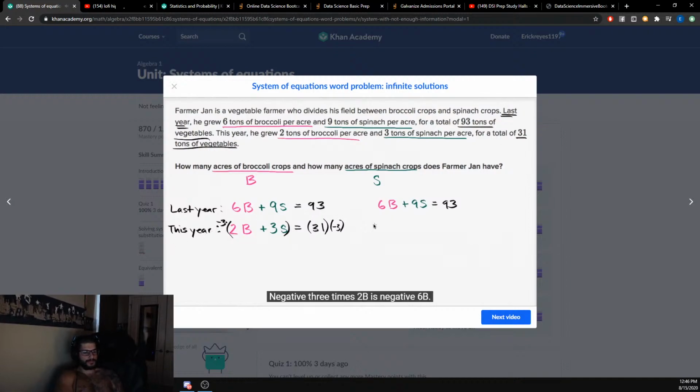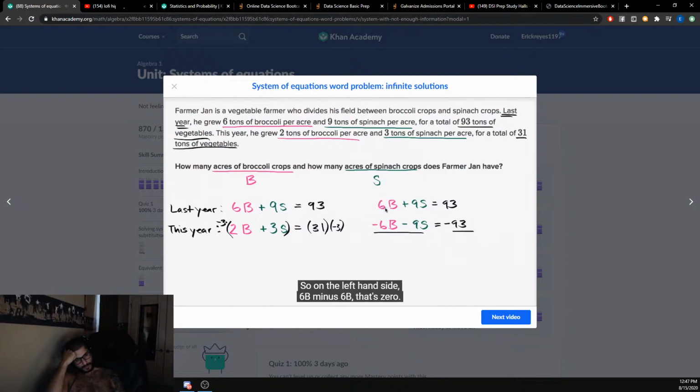-3 times 2b is -6b. That was the whole point by multiplying it by -3. -3 times 3s is -9s, and then -3 times 31 is going to be -93. So what do we get if we now add the 2 sides of these equations?